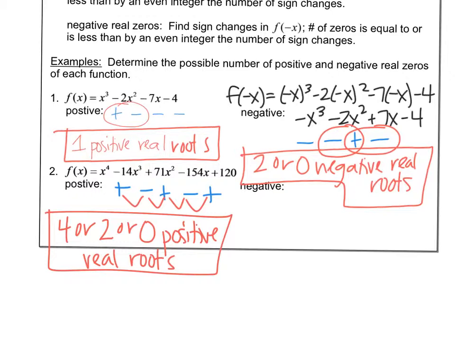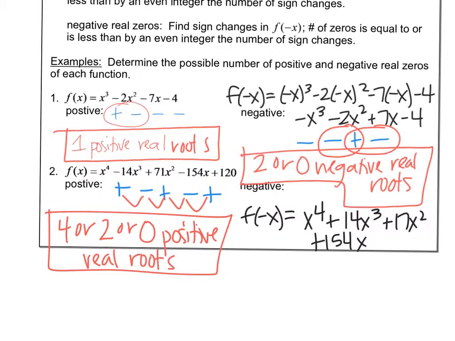And this is just practicing this. We're going to do more with this on Monday, and I think it'll make a little bit more sense, but practice looking at your sign changes. And then for the negative, you had to do f of negative x. When I plug in negative x to x to the 4th, it stays the same. But then this one's going to change because it's odd. This one's going to stay the same because it's even. This one's going to change because it's odd. So if we look at those signs, they're all positive, aren't they? Did it change at all? No. So what does that tell me? 0 negative real roots.